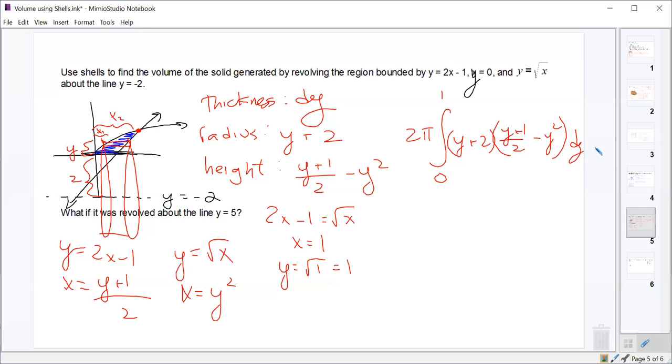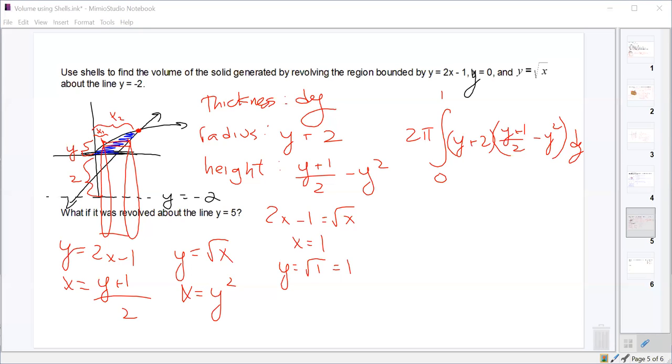I'm not going to spend the time distributing and integrating. Good? Zoom, good? Yes. Good, Zoom. All right.